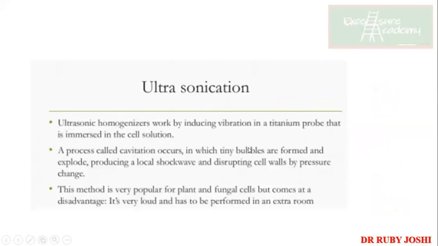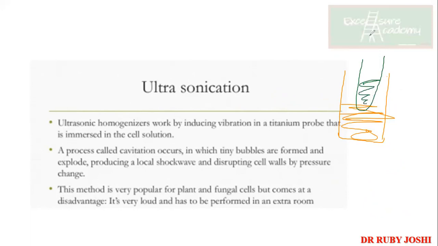Then sonication. So in sonication, you are making use of sonic waves. Ultrasonic homogenizers work by inducing vibration in the titanium probe, which is immersed in the cell solution. What you do is take a beaker, add ice to it, and put your centrifuge tube inside it, which has your cell suspension. Then you insert the probe, and this probe is going to generate ultrasonic waves, due to which the cells are going to get disrupted. Now the question is, why are you keeping it on ice?